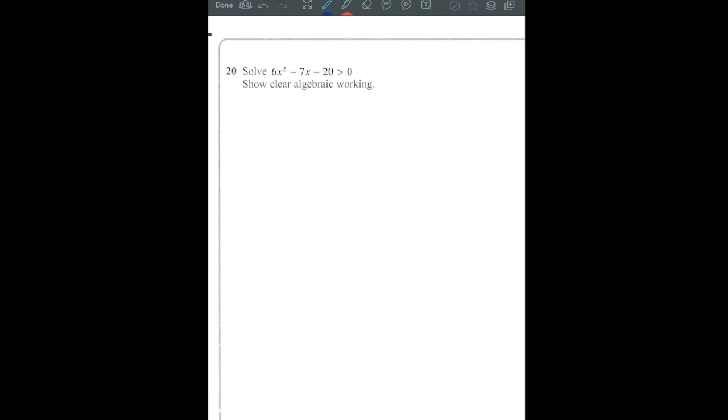To solve a quadratic inequality, you solve the equality first. So I first want to try and solve this equals 0. Now, I'm a big fan of factorizing. This is a horrible factorize, so I'd actually most of the time suggest that you use the formula. Nothing's stopping you in a question like this to just use the quadratic formula.